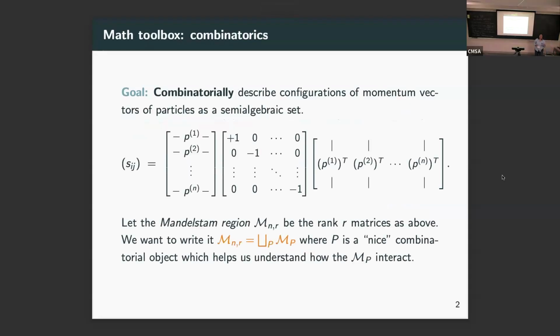And for this, we are going to plug these Mandelstam invariants into a symmetric matrix. And we're going to define a semi-algebraic set of the space of symmetric matrices, which we call the Mandelstam region. And these are going to be rank r symmetric matrices which arise in this way. And now what we want to do is somehow stratify this semi-algebraic set. That is, to write it as a disjoint union of some smaller cells, which can be indexed by some nice combinatorial object that helps us understand how these different cells interact with each other.